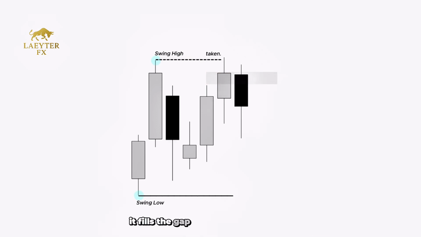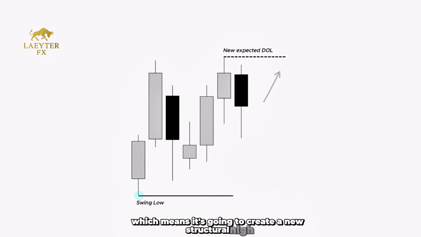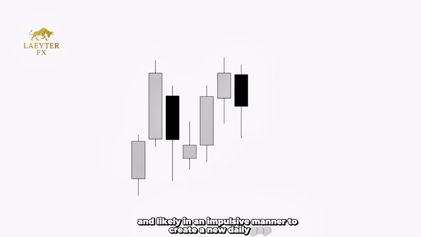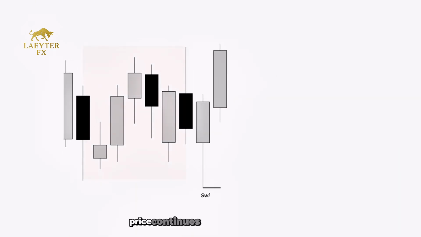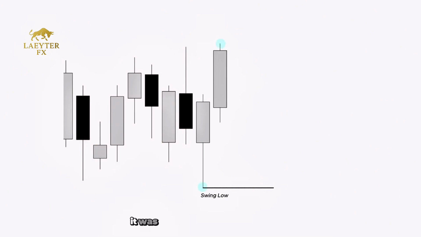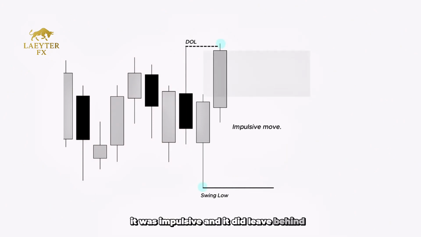It fills the gap straight after breaking all-time highs. Price is now very efficient, which means it's going to create a new structural high and likely in an impulsive manner to create a new daily gap. Let's see. Price continues to consolidate sideways before breaking to the upside. It was impulsive and it did leave behind a daily gap.